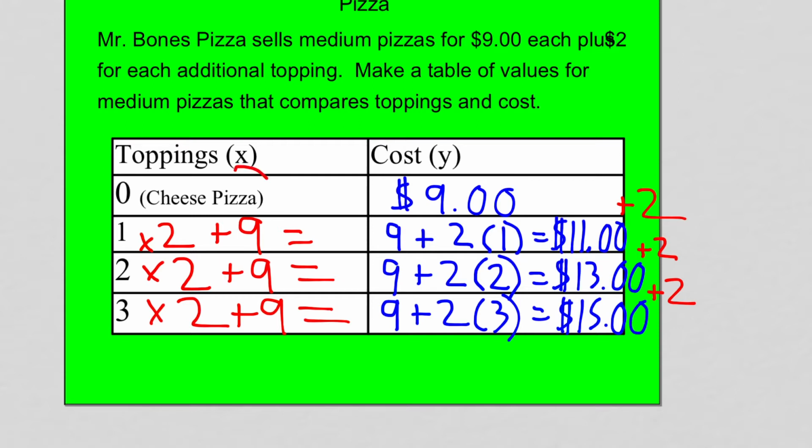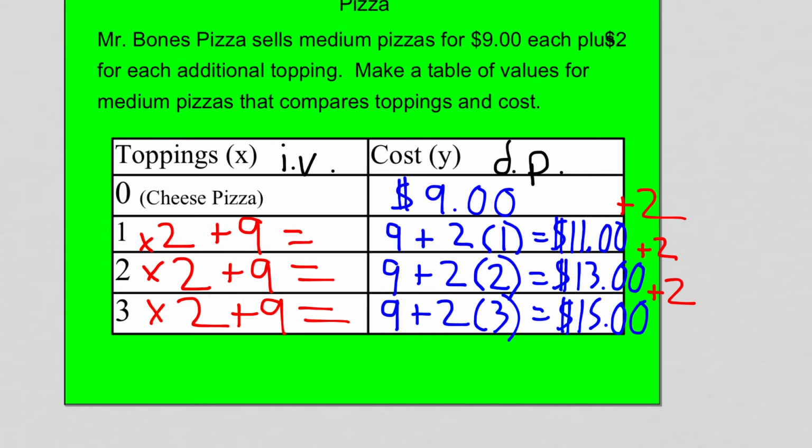Our independent variable is the x. That's the one we change ourselves. And then when we change that, the dependent variable is the y. So we could call this the independent variable and this the dependent variable. Okay? The constant is the 9. It always is $9 to get a basic pizza.